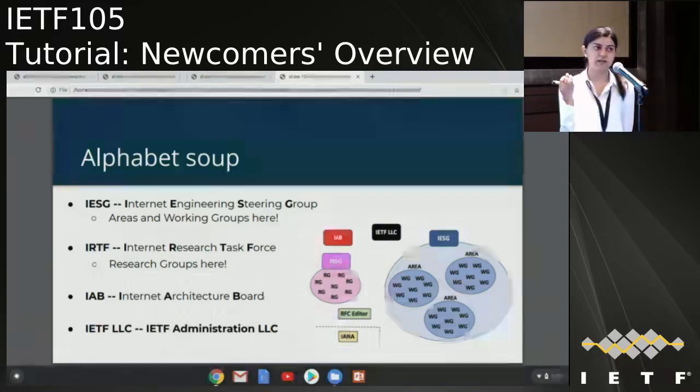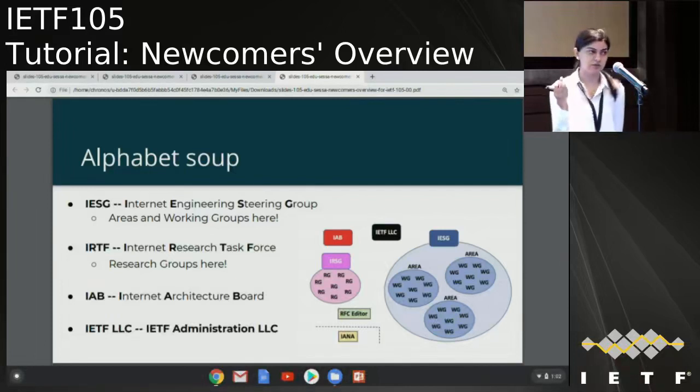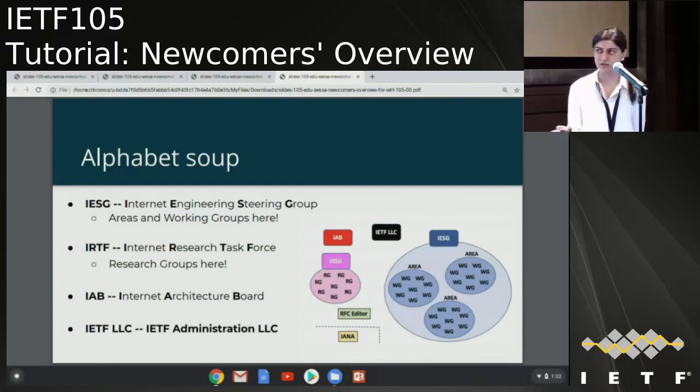This group is basically for the technical administration of the IETF. It is also the one who finally approves the specifications to becoming the RFC standards.